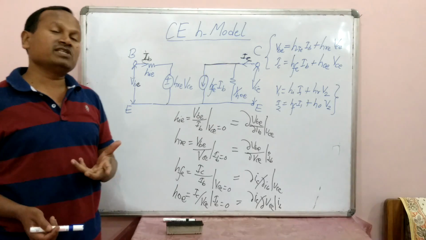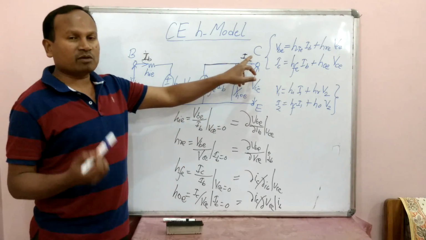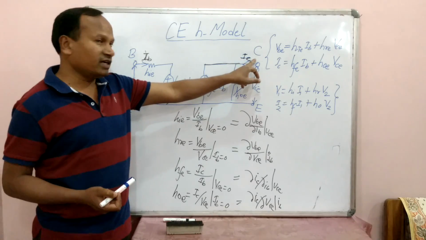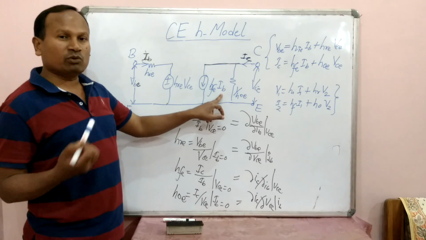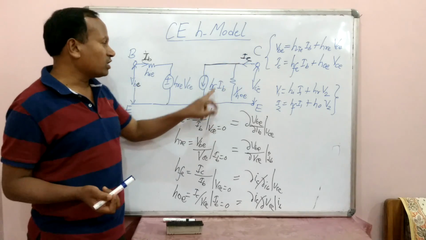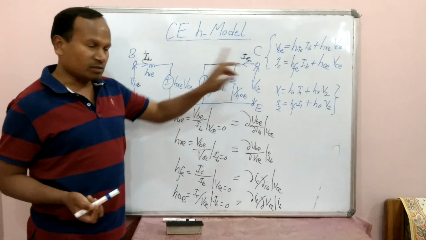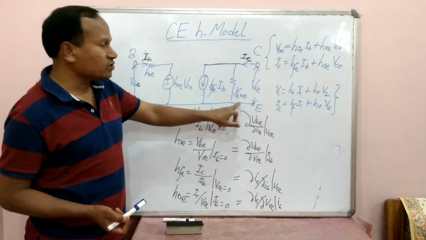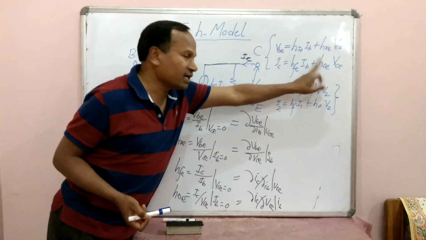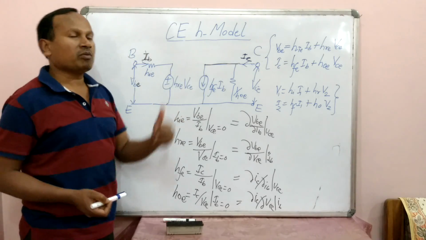We therefore call the BJT a current controlled device, because you can see that the most important factor in the output is current, which depends on the input current. We know that FET is a voltage controlled device and BJT is a current controlled device. This can be understood from this concept also. Another part of the current is across this 1 upon HOE. That current is HOE into VCE. And this is the hybrid model for the common emitter amplifier.